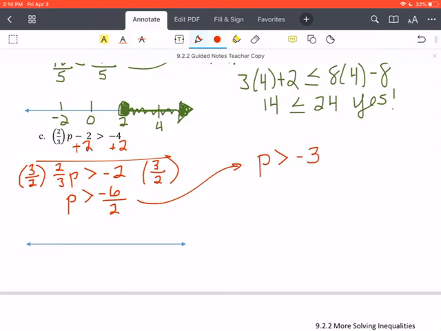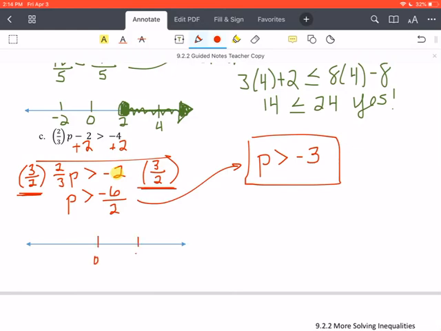Now you might be asking, okay, well, there was a negative involved right here. I was multiplying by a negative. But if you look back at your notes, it's what we're multiplying both sides by. So because that's not negative, you're not going to flip your sign. Okay, so this is the inequality that represents the solutions that will make the original problem true.